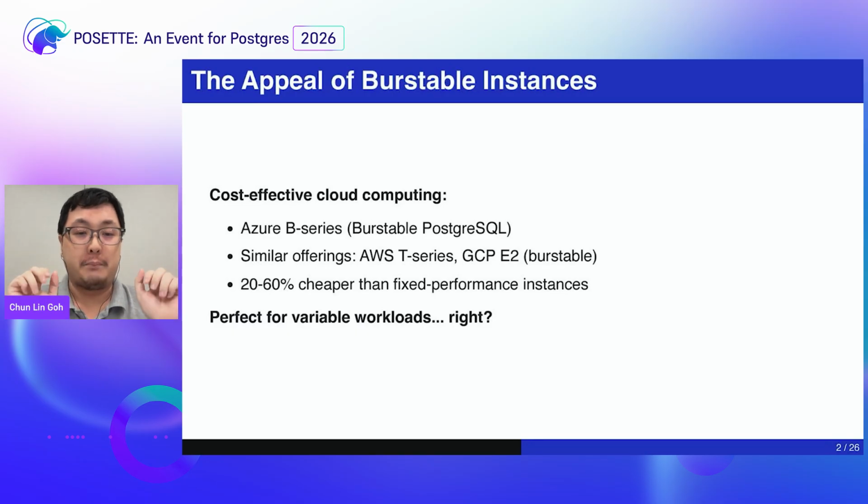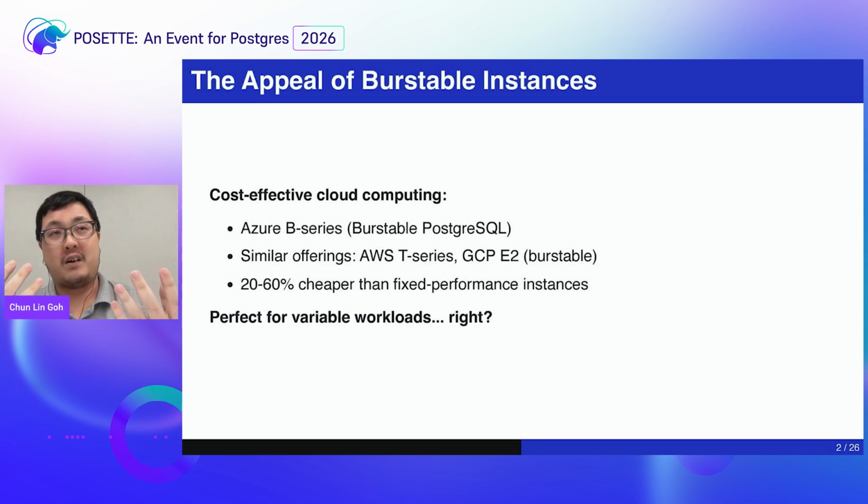So this is the selling point of burstable instances. And because you have a baseline, you actually get 20 to 60% cheaper than the fixed performance instance. So it's perfect for variable workloads, right? Because on normal days, you don't need so many CPU credits, and you can save them and apply them when you need them. It sounds good. So how does it actually work?